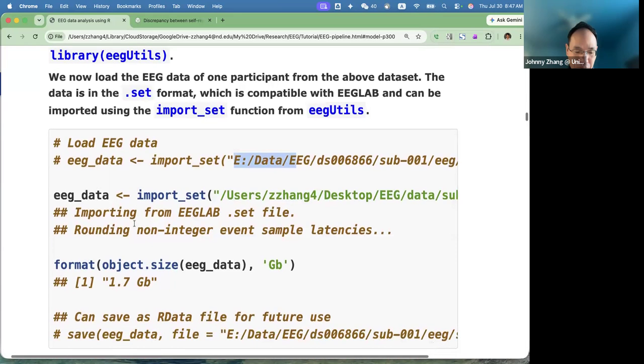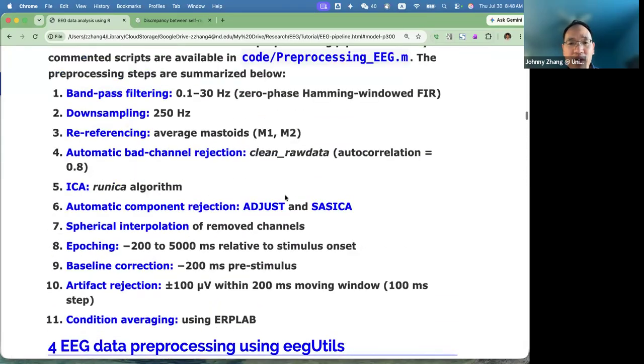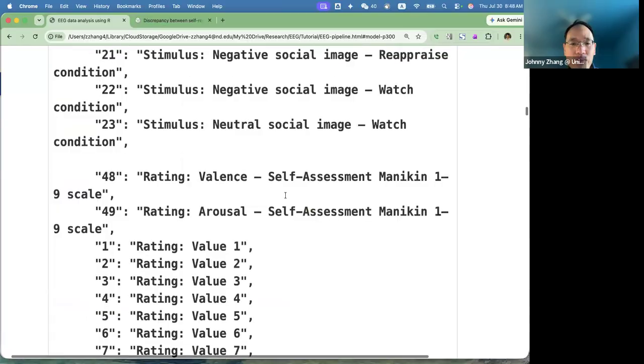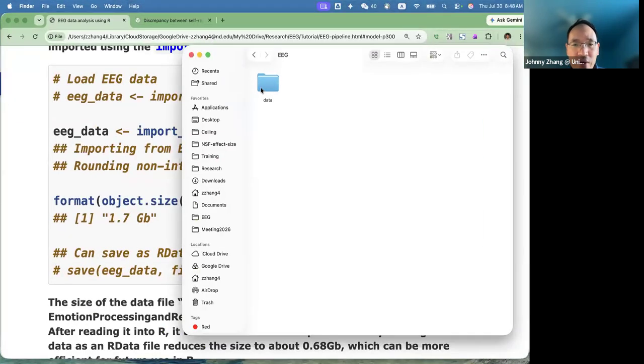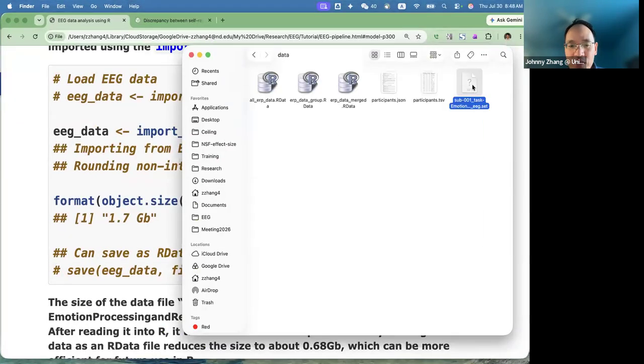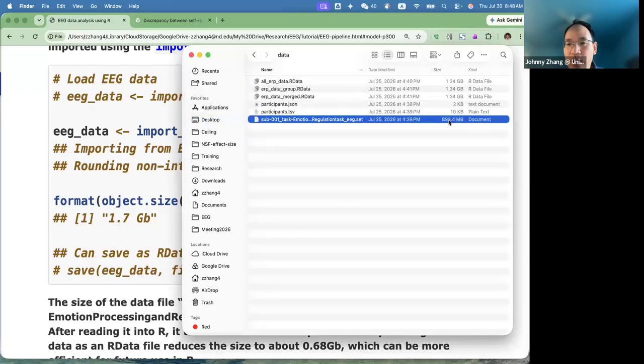If you have a slow computer, it may take a few seconds or even a minute to load the data into R. The reason is that the file is pretty large. I believe the size of this file is about 800 megabytes. I cannot see it here, but if you take a look at the data on my computer, these are MATLAB data. It's about 900 megabytes, so it's quite a large data file.